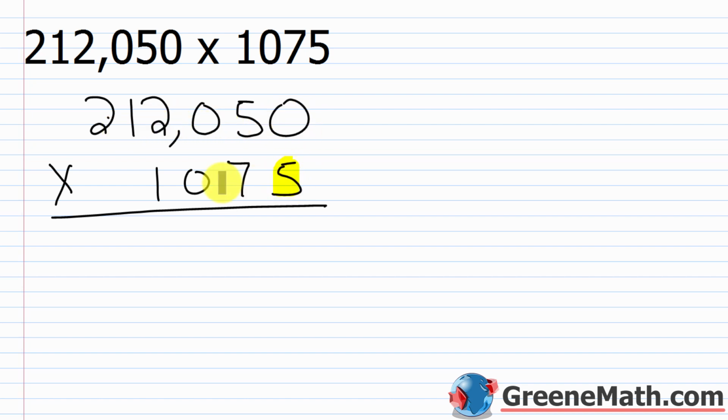So we're going to have 5 times 0. So 5 times 0 is 0. Then we're going to have 5 times 5. 5 times 5 is 25. So I'm putting a 5 down, and I am carrying a 2 into the next column.